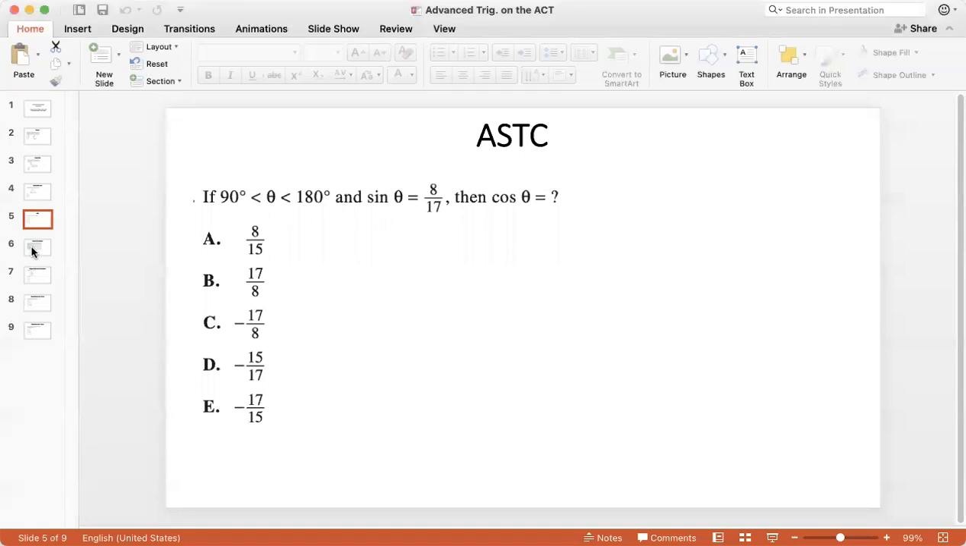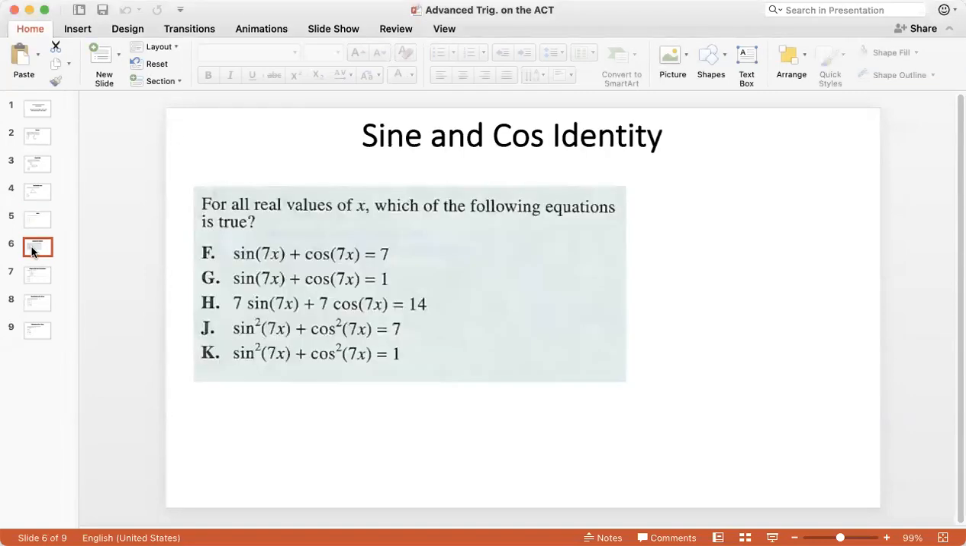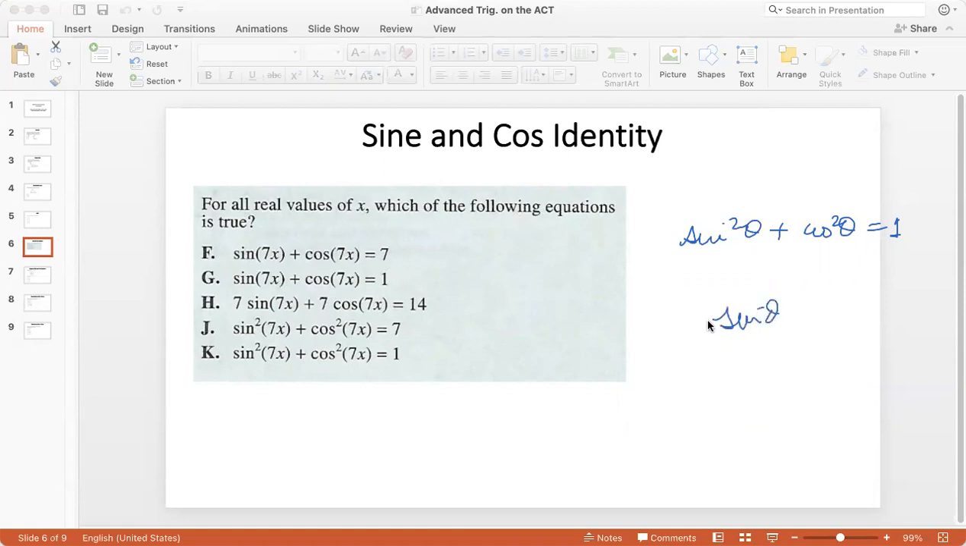Okay, the sine and cos identity, which we just saw, which is to say that sine square of an angle added to the cos square of the same angle is always 1. So this question asked you to find the correct equation. Now sine theta plus cos theta can never be 7 because sine theta is between -1 and 1 and cos theta is also between -1 and 1. So their sum can never be 7.